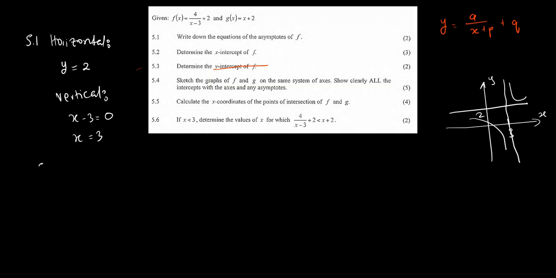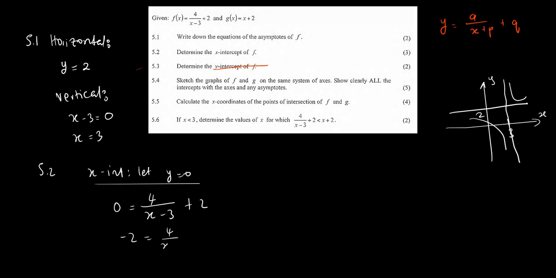5.2 asks us to find the x-intercept. So to get the x-intercept, you simply let your y be 0. So that means we shall have 0 equals 4 over x minus 3, plus 2. Then you solve for x. You can take 2 to the other side. Then you cross multiply. You're going to have 4 equals minus 2 into x minus 3. So this is going to be minus 2x plus 6.